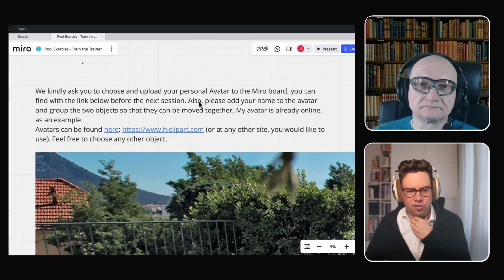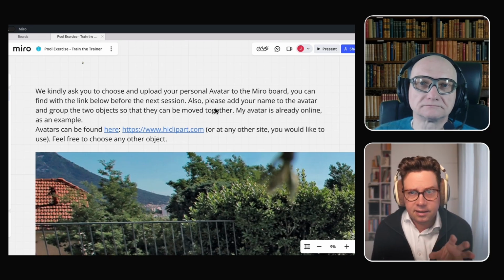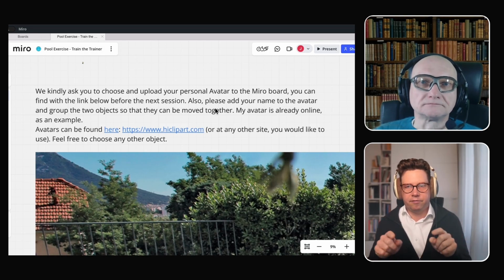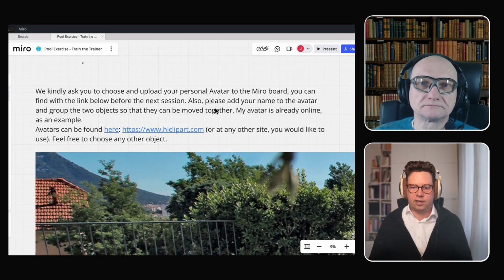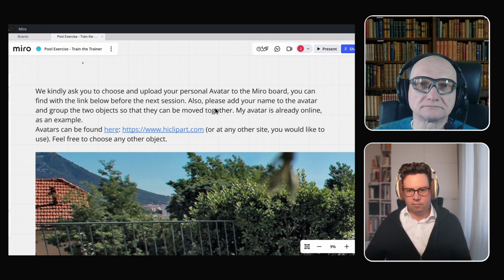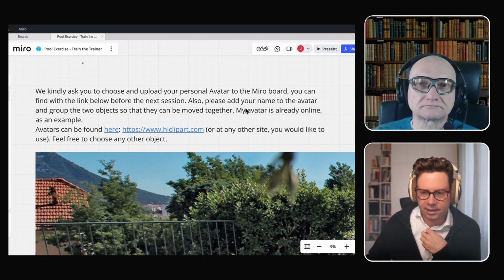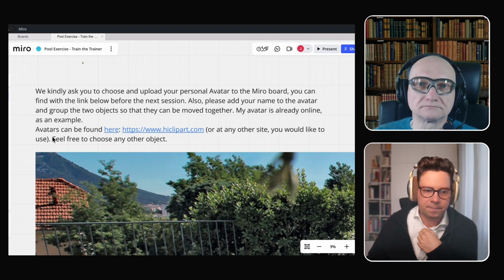Also, please add your name to the avatar and group the two objects so that they can be moved together. Honestly, this is an issue because people don't know how to group objects. Make sure that if you are preparing for the session, go onto the board and check out if everything is well set. And then I tell them my avatar is already online as an example.